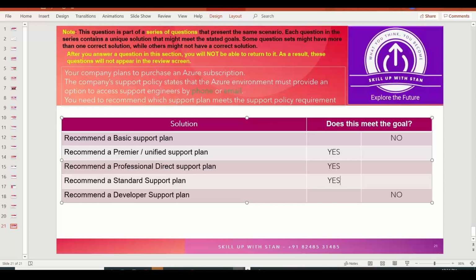Whenever the question has the phone support option, then you need to choose either standard or professional direct or premier, which is the unified plan now. And if they ask for the lowest possible option with phone support, then standard is the right answer.